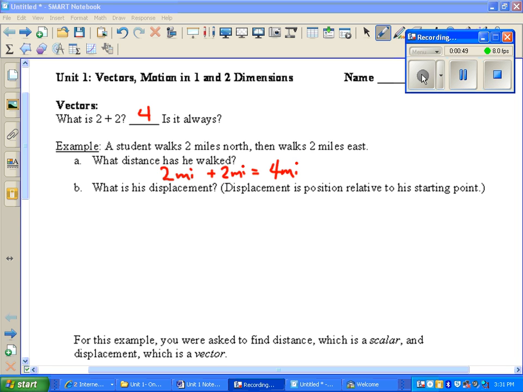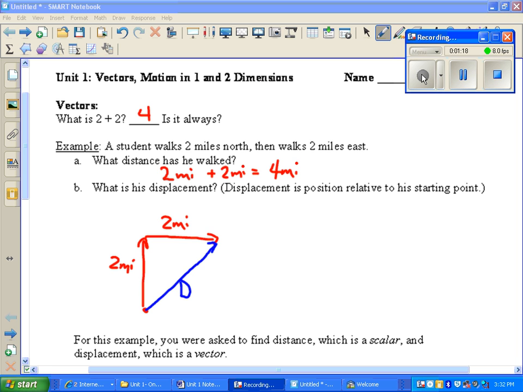Now, if I ask this, though, what is his displacement? Displacement is the position relative to the starting point. It's not going to be 4. We can draw it in here. There's the starting point. And we'll draw that he went 2 miles north, and then he went 2 miles east. And he's not going to be 4 miles away from his starting point. His displacement we can draw in here. Okay, and I'll label it D for displacement.